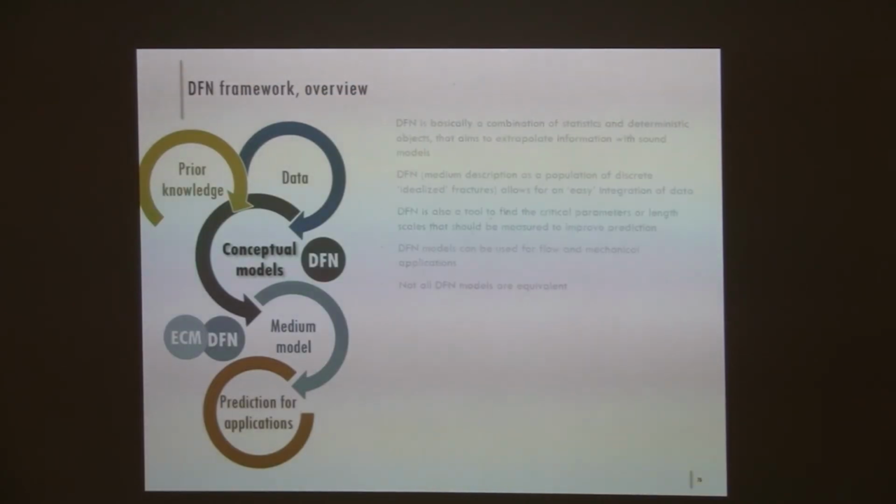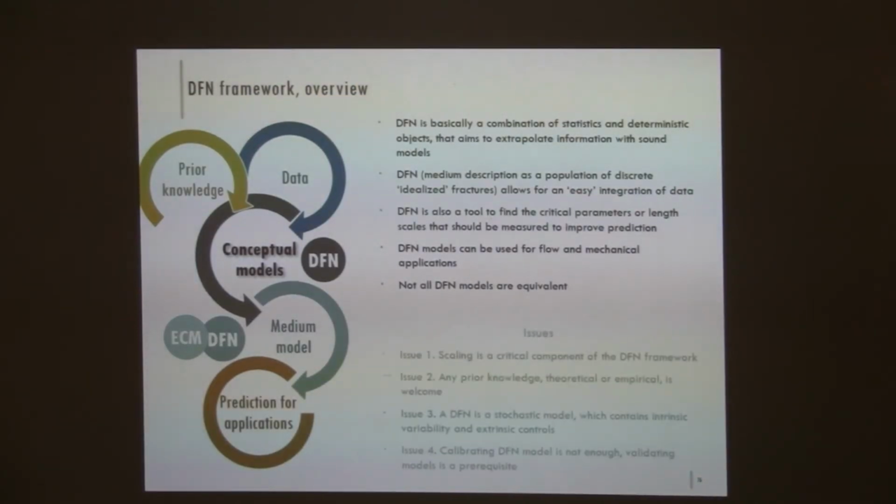So I have no time to go on. So, the end. DFN is basically a combination of statistical and deterministic objects. It's a medium description. You can trust it or not. It's also a tool to find the critical parameters and scales that should be measured to improve prediction. Not all DFN models are equivalent, and there are issues about scaling, prior knowledge, etc.